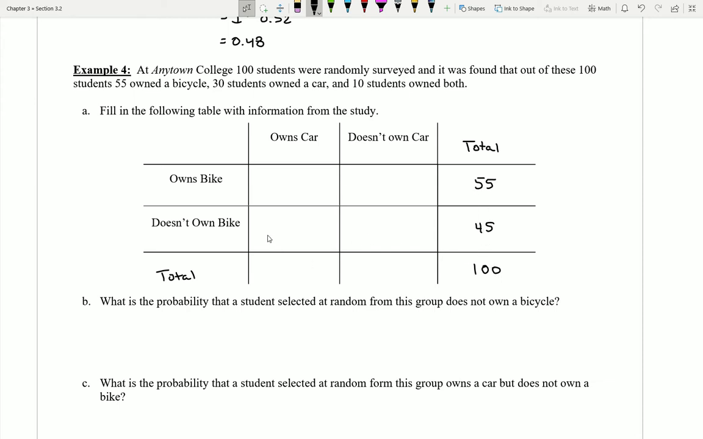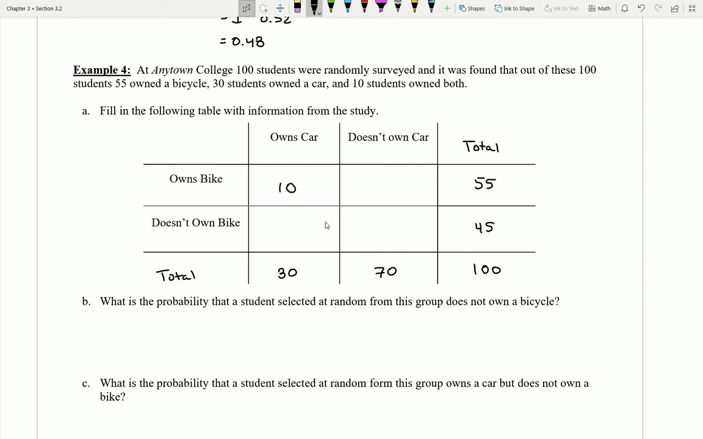Okay, not much more I can fill in. We also know, though, that 30 students own a car. So that's the total for students that own a car. And so if 30 do, then 70 don't. I also know that 10 students own a car and own a bike at the same time, and that would be a number that lands right here.